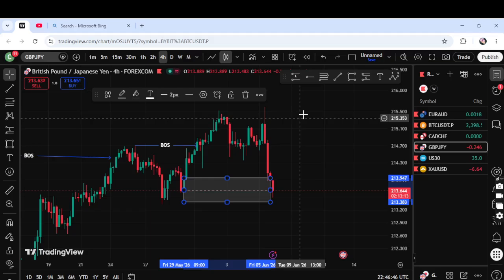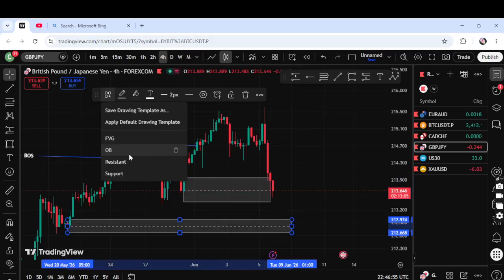And this should be the place, but it's for 4 hours. Let's see how it will be on the 15 minutes. Break of structure here. Another break of structure here.